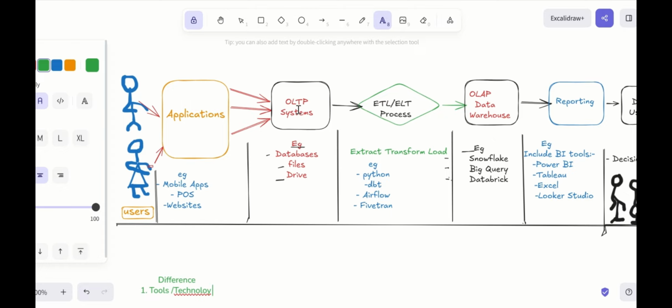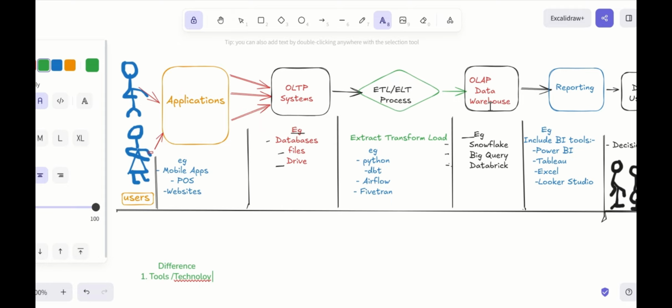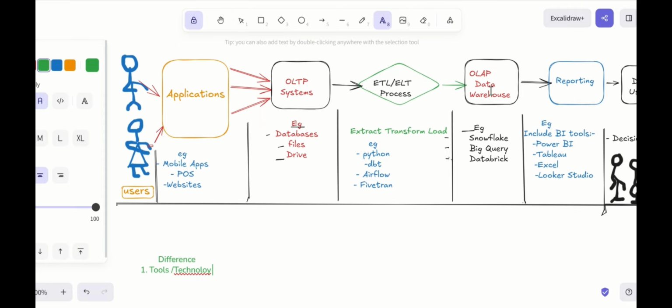So these tools are optimized in a way that they allow fast transactions or operations. And then the tools that are used to design this OLAP, such as Snowflake, BigQuery, and Databricks, are designed in a way that they allow faster analytics, data analysis, and reporting.